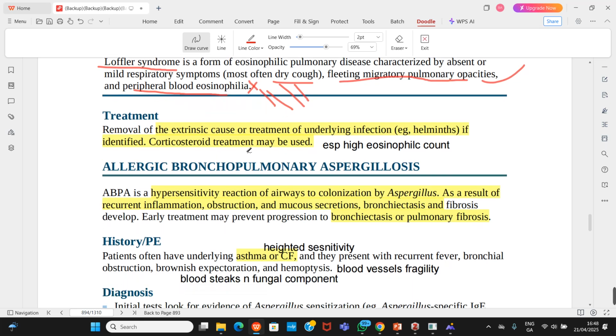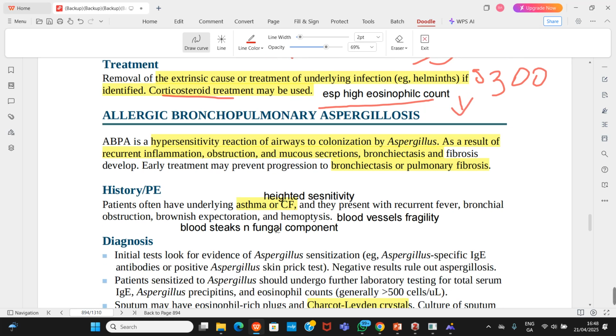So just look for the underlying cause and treat it. If it's a drug, stop it. If it's a worm, give albendazole, and remove the worm. Sometimes you might also need to give them steroid to bring down that high eosinophil count. Don't forget, when we were talking about stable COPD, and I said people in group E, you might need to add ICS when their eosinophil count is more than what? 300. So don't forget about that. So steroid is very good to bring down the eosinophil level.